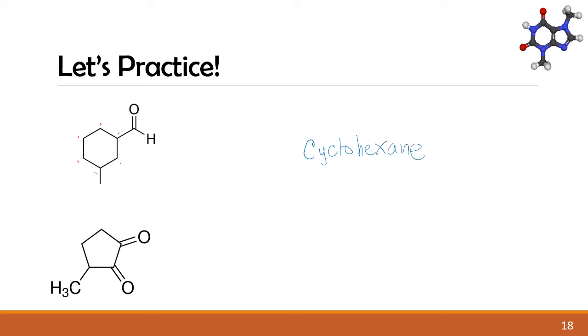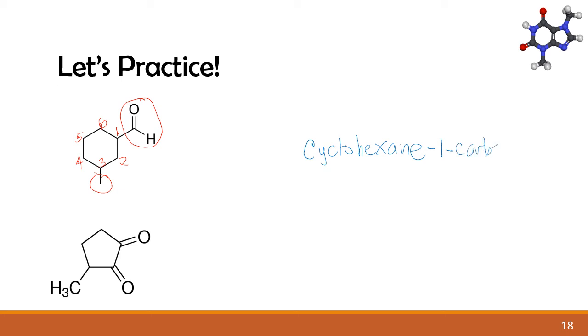Our cyclohexane has two substituents, the aldehyde functional group here and an alkyl here. So when numbering, we give highest priority to the aldehyde over the alkene. So this is 1, 2, 3, 4, 5, 6. When an aldehyde is part of a cyclic compound, we change its name to carbaldehyde.